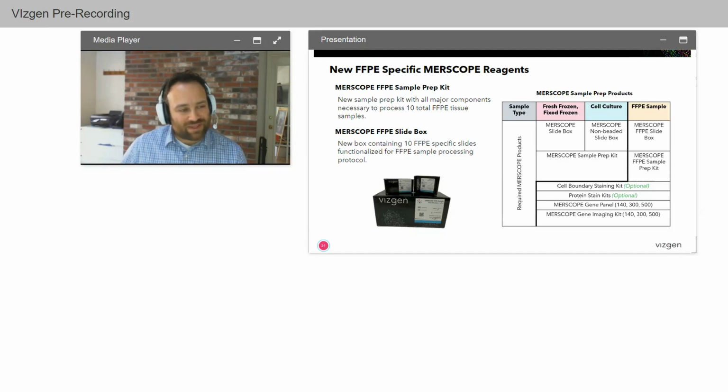Now with FFPE, we've offered another route for these samples. You will use our FFPE slide box, our FFPE sample prep kit, along with those common reagents. Again, I want to stress that our new protein stain kits, which I just went over, are compatible with our FFPE sample prep processing. So very important, very powerful. But now we have offered all of these different reagents that researchers can use based on the sample they want to investigate.